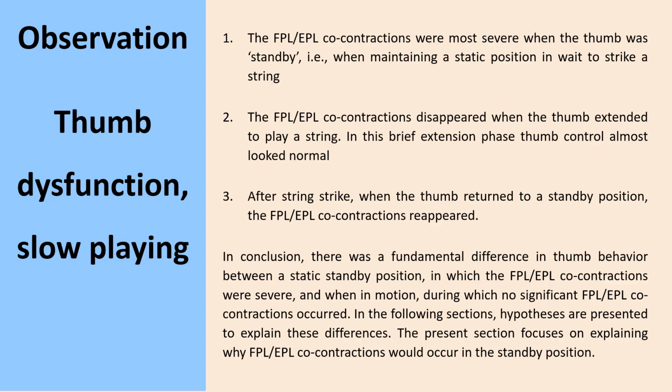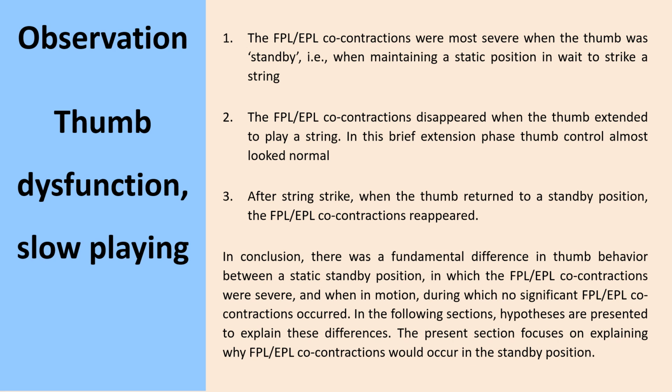The video showed the following. The FPL-EPL co-contractions were most severe when the thumb was standby, i.e. when maintaining a static position in wait to strike a string. The FPL-EPL co-contractions disappeared when the thumb extended to play a string. In this brief extension phase, thumb control almost looked normal. After string strike, when the thumb returned to a standby position, the FPL-EPL co-contractions reappeared.